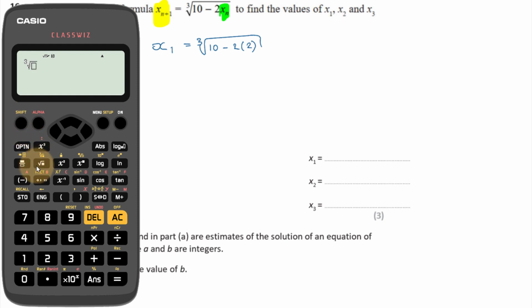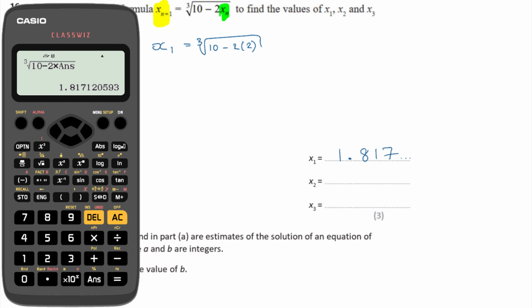Cube root 10 minus 2 lots of the answer. So the last calculated value that I made. Now the last calculated value was a 2, so this is going to sub in the value 2 into that formula and then work out the new one. Okay, so that gives me 1.817120593. Okay, now I'm not going to write down all the digits, I'm just going to write down 1.817. Okay, so I'm just going to round it off to 4 significant figures.